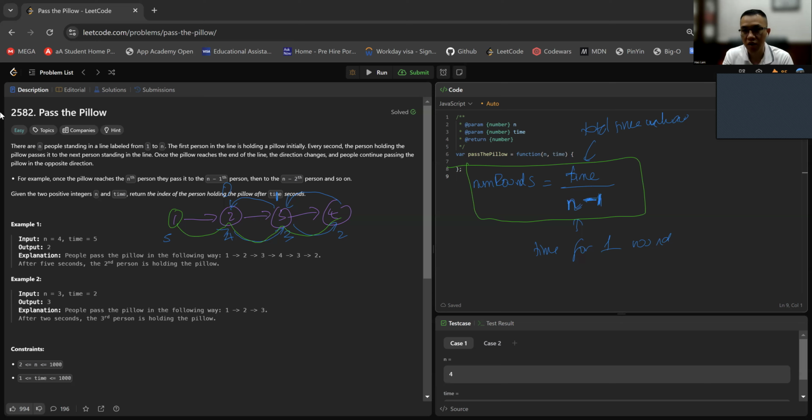After we know the number of rounds, we need to know the remaining time. If we know the remaining time, then we will know exactly which person is holding the pillow. The remaining time is just going to be the time mod n minus 1, which is just the remainder.